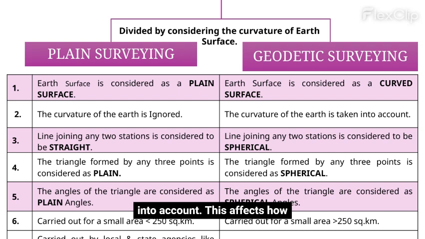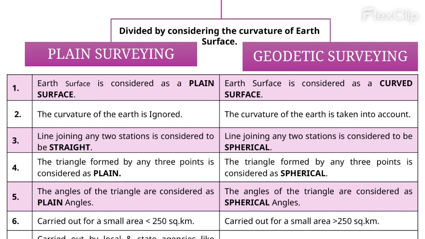This affects how lines between stations and triangles formed by points are treated, as well as the angles within those triangles. Plane surveying is suitable for small areas, less than 250 square km, and is carried out by local and state agencies, while geodetic surveying is carried out by the Survey of India Department.